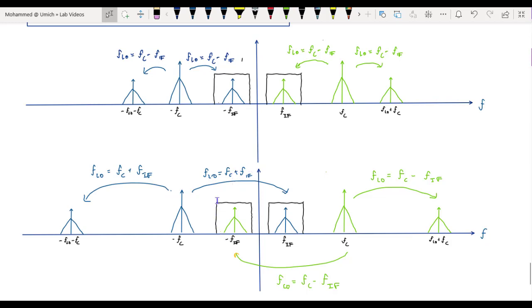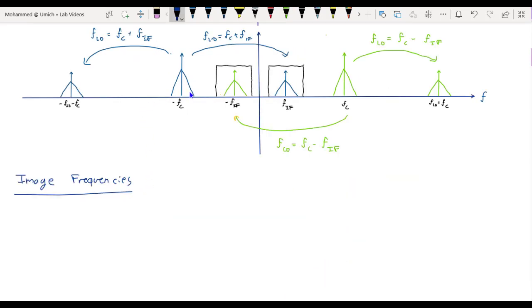As you can see, after the IF filter, in both cases, all we're left with is the station that we selected being carried at carrier frequency FIF. Then we can put the output of the IF filter through an envelope detector, amplify it, block the DC component, and then play it to an audio speaker, which completes the superheterodyne receiver.